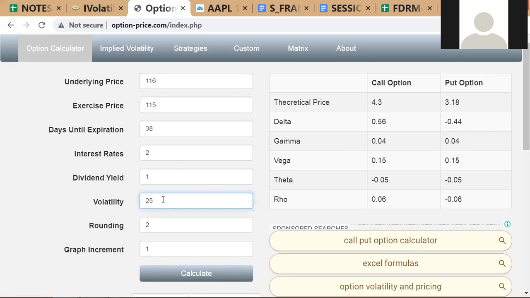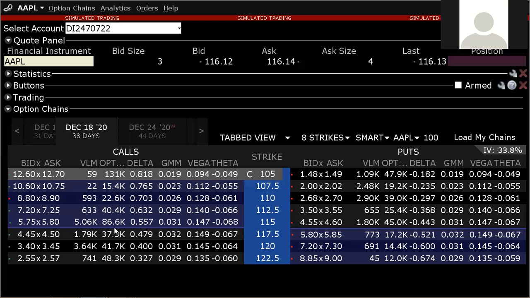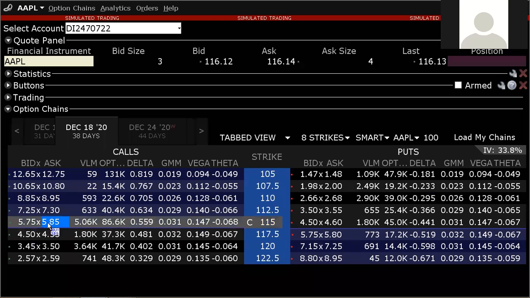We ignore these two, we assume these are correct. If my vol input is 25, the theoretical value, you see this theoretical price, they will always talk about this price when they are using fair value models. So they give you a theoretical price. The fair value for the call option is 4.3. Now you notice this is much lower than the market mid price of 580, between 575 and 585.